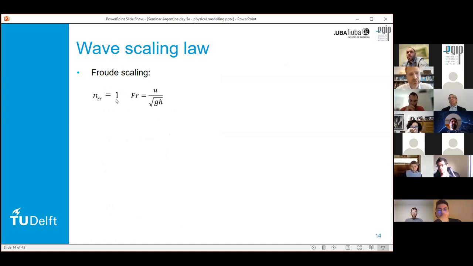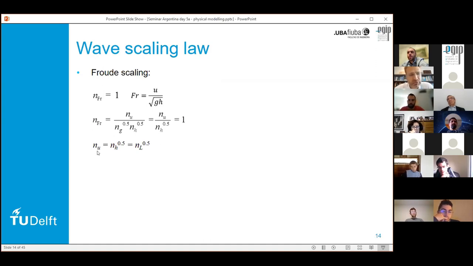So we use this Froude scaling for these waves. And we say that the scale of our Froude number must be 1. If you work that out, you can, in the end, fill in the scales of all the different parameters in the Froude number, and that scale should be 1. We come to the conclusion that the scale of our velocity, because that is in our Froude number, should be balanced by the square root of h. So the square root of the velocity scale is the same as the square root of the depth, which is the length scale. So it's the square root of the length scale.